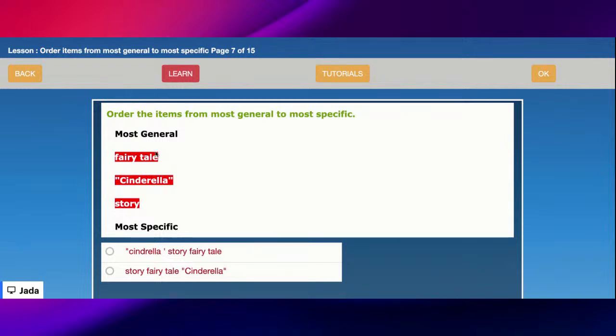This one. Fairy tale, Cinderella, and then story. So how is it? Tell me. Sure, ask your question. What's your question? Ask me your question. What is it? Feel free, ask your question. Option two.